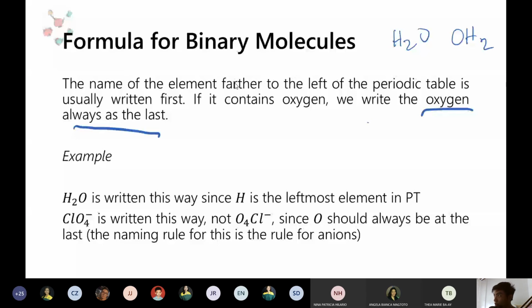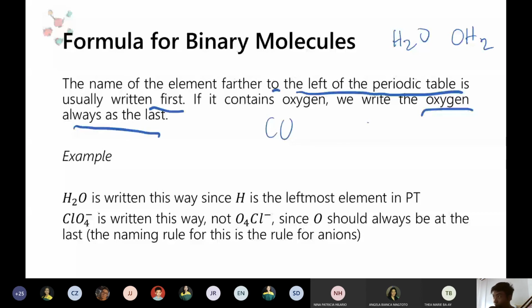Ayun nga, so for the case of water, hindi siya pwedeng OH2. H2O always yan. Bakit? Your oxygens will be written on the last, always nasa dulo siya, and hydrogen is on the leftmost side of the periodic table. So it should come first. So ganun lang sa CO2.